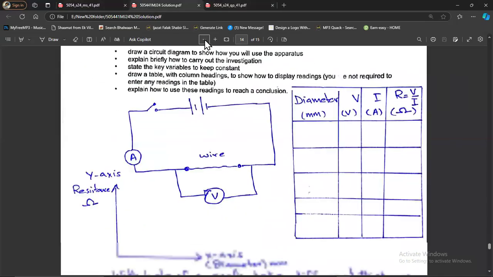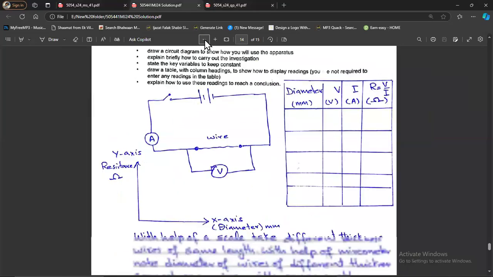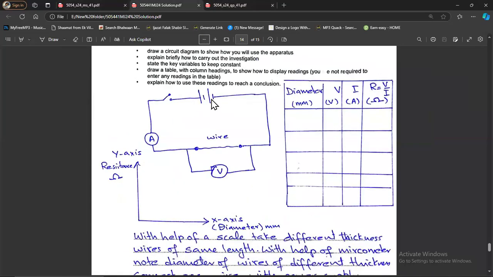First of all, I will draw this circuit. There we have a power supply, a switch, and an ammeter. The ammeter is connected in series. Here we have a wire connected whose resistance we want to find out, and parallel to this wire we have connected a voltmeter. When I close this switch, I will note down the reading of the current on the ammeter and the voltage drop on the voltmeter.